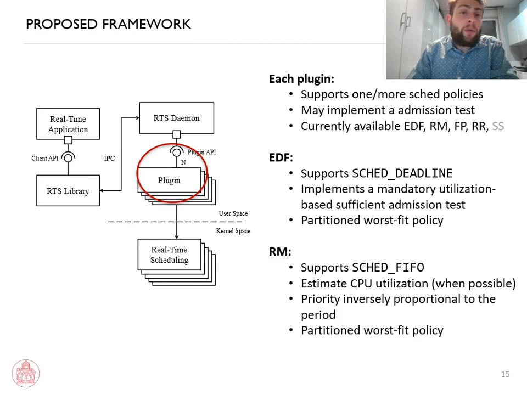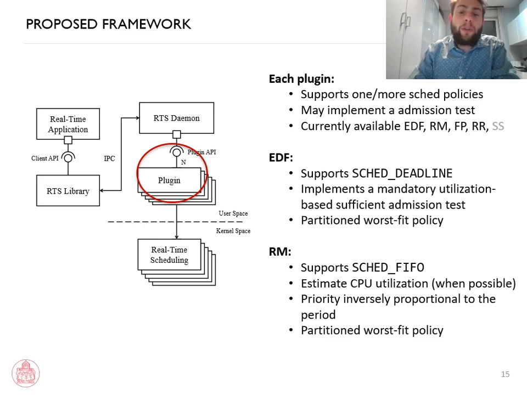And currently we made available the EDF plugin, a rate monotonic plugin, a fixed priority plugin, and a round robin plugin. We are working on a sporadic server plugin that will be based on the POSIX SCHED_SPORADIC that on Linux was made available through the patch written by Fagioli, one of our former colleagues of the laboratory.